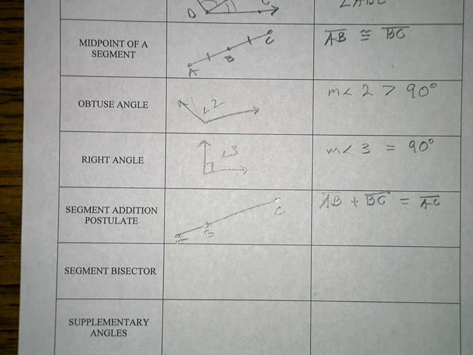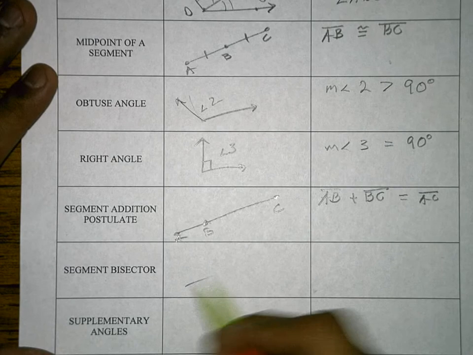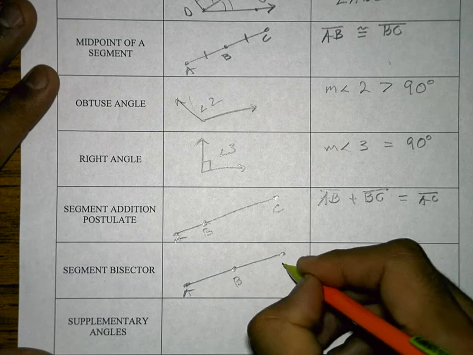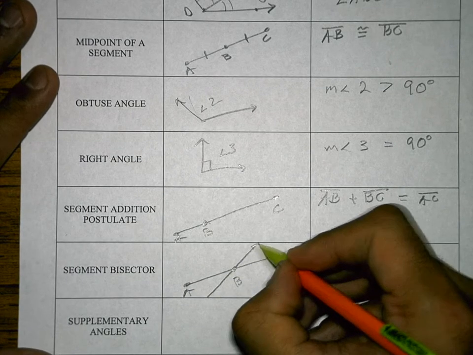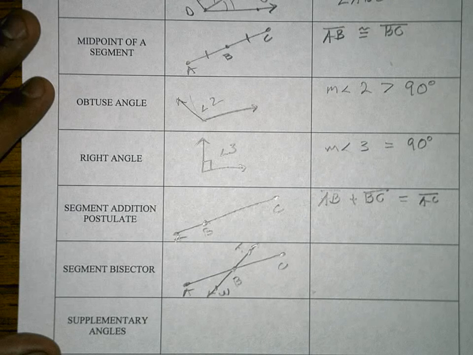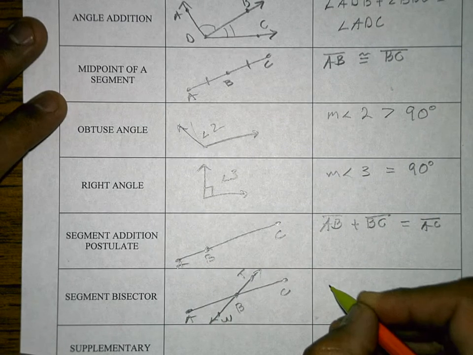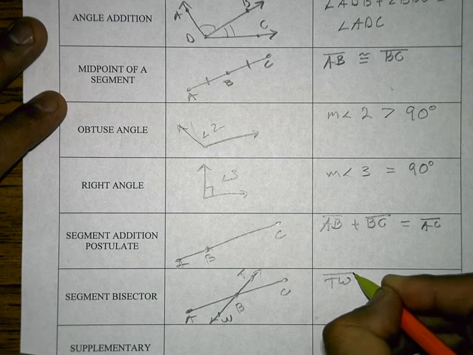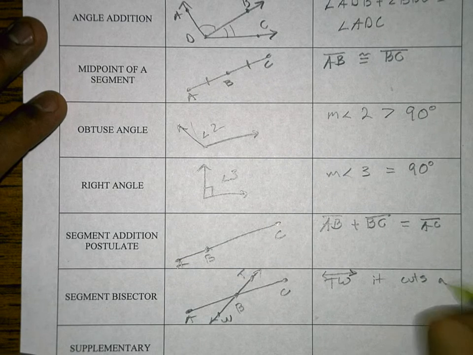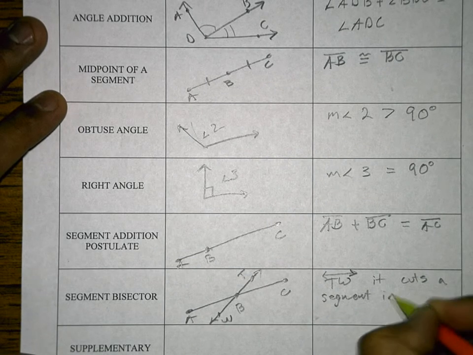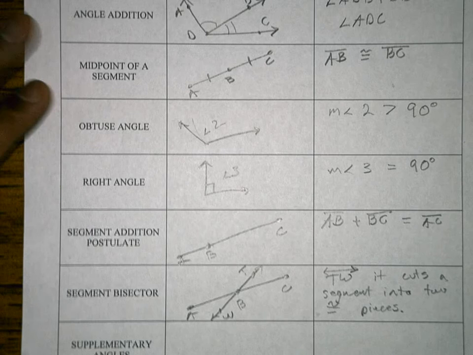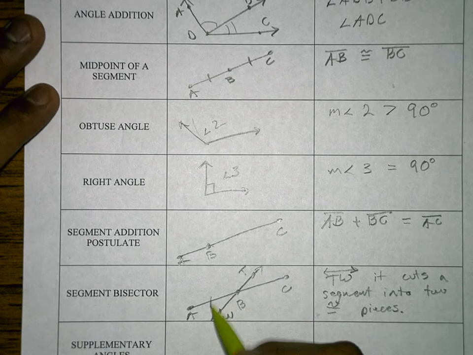Segment bisector. Okay, so you got to be careful with this. So if I draw a line, and that's the midpoint, okay, a segment bisector, I call this TW. The segment bisector is actually the line TW, okay, and it cuts a segment into two congruent pieces. Okay, so the actual segment bisector is this line here. This one is congruent to that one.